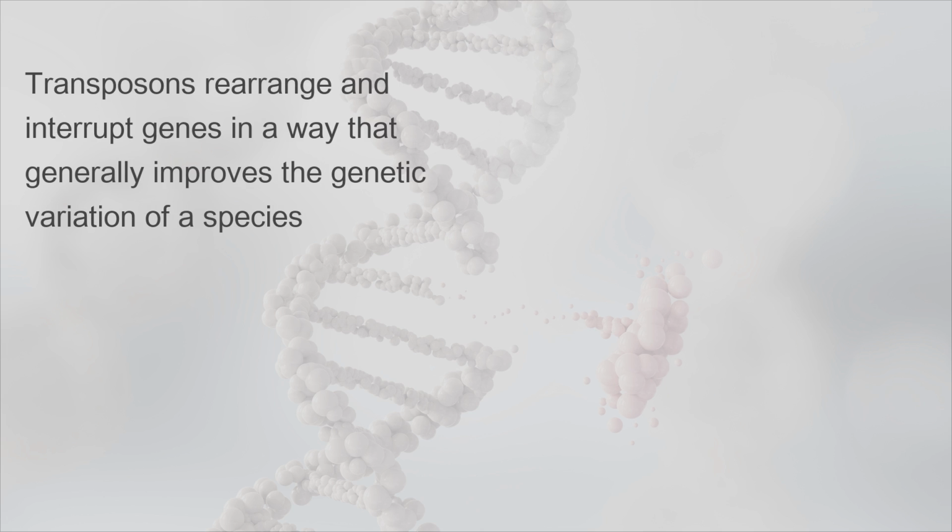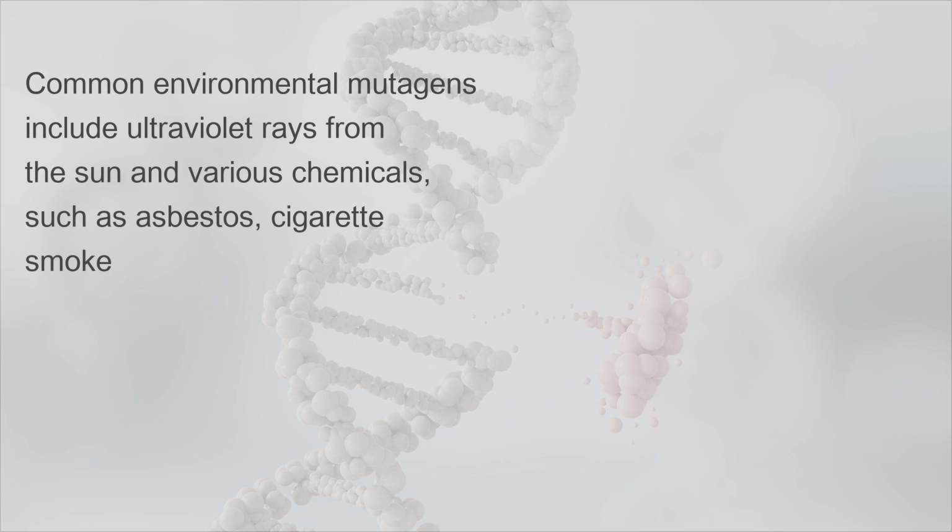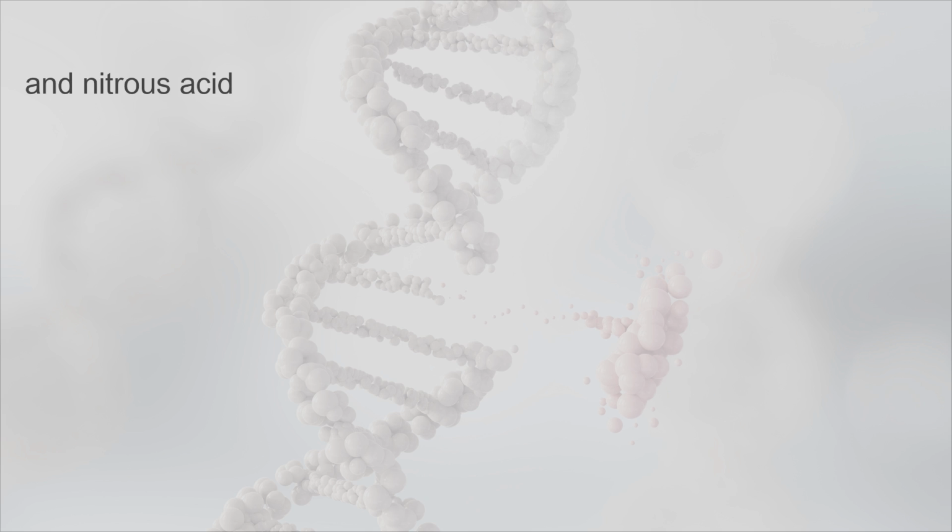Transposons rearrange and interrupt genes in a way that generally improves the genetic variation of a species. While mutations can occur spontaneously, some can be caused by exposure to physical or chemical agents in the environment called mutagens. Common environmental mutagens include ultraviolet rays from the sun and various chemicals, such as asbestos, cigarette smoke, and nitrous acid.